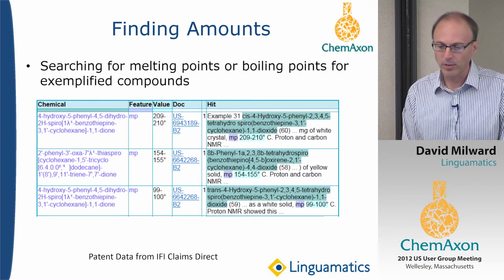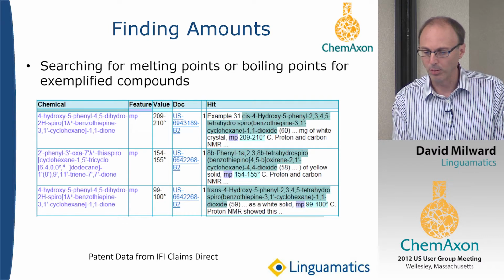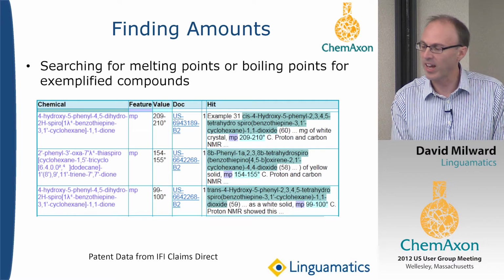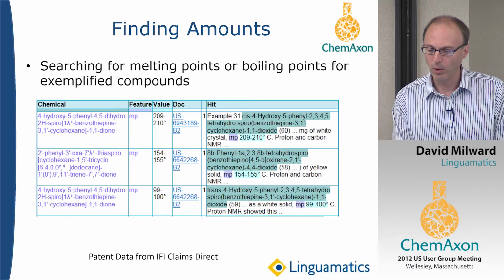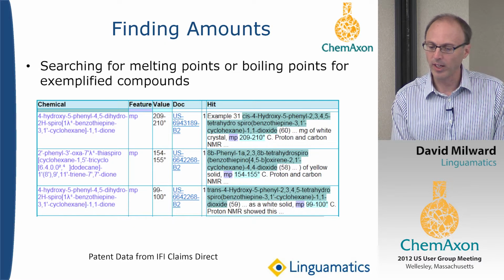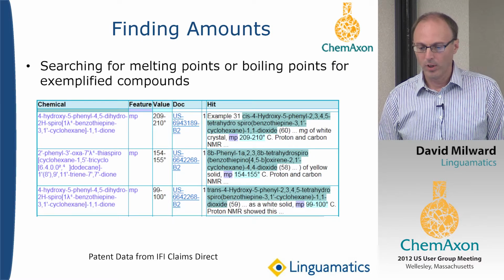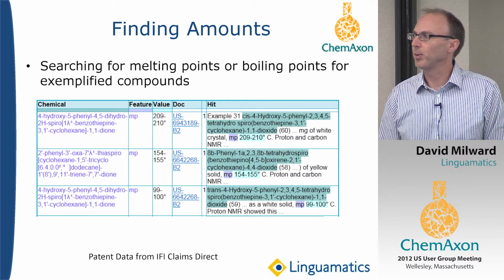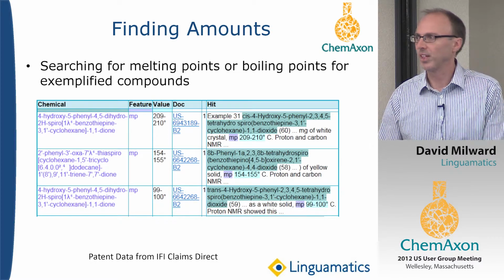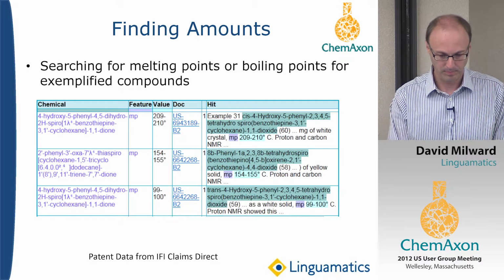So if we're interested, for example, in amounts, we can look for things like melting points or boiling points. We can look within the text for the melting point here. We found a particular amount here. We're looking at a particular region of text. We're looking for not just the melting point within the same sentence, but effectively here we're looking for it in the particular section talking about that particular exemplified compound.